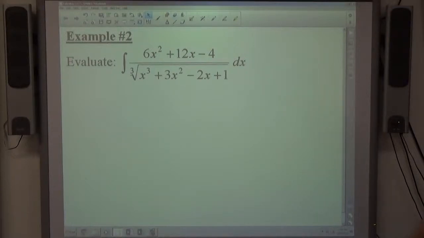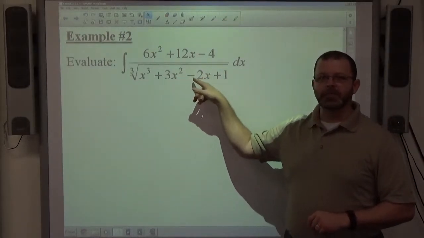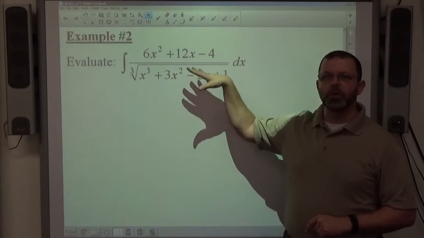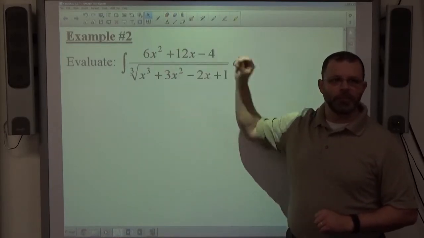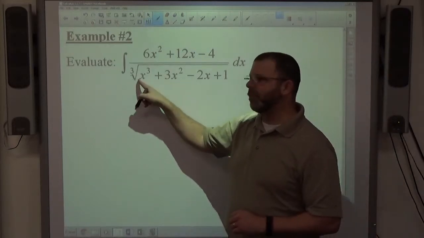Okay, example 2. Evaluate this. We have the cube root of x cubed plus 3x squared minus 2x plus 1 on the bottom, and 6x squared plus 12x minus 4 on top. With rational functions, as a rule, the u is typically going to live on the bottom, because du multiplies, and multiplication goes on top. So probably, I'm looking at this as a power function.